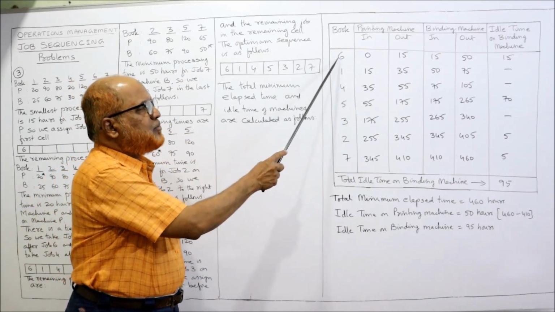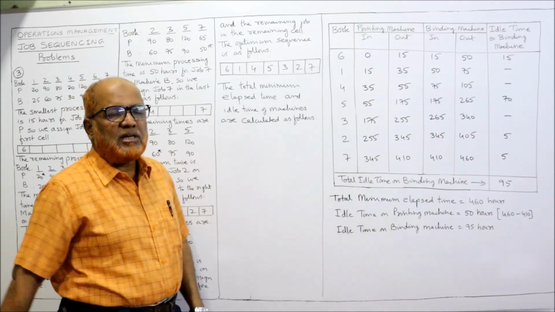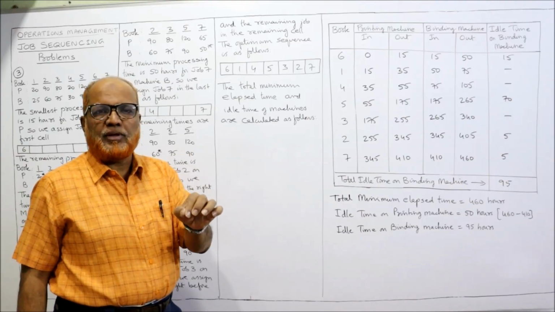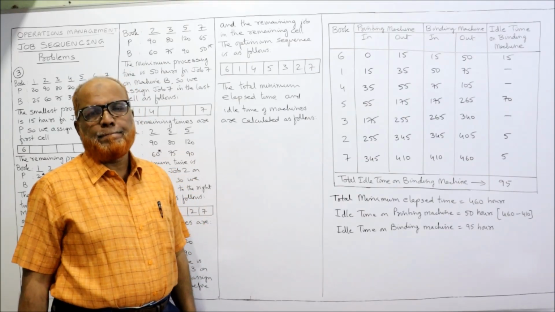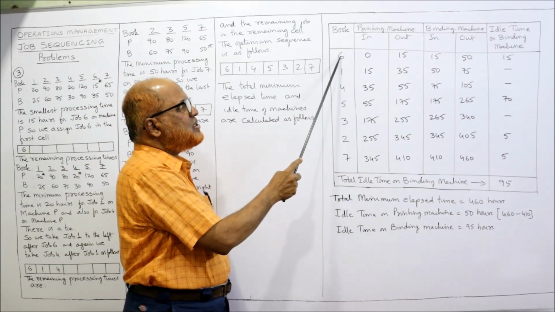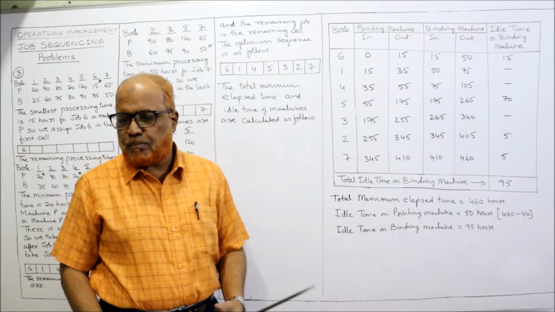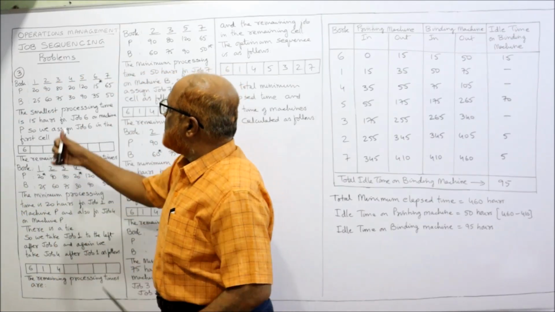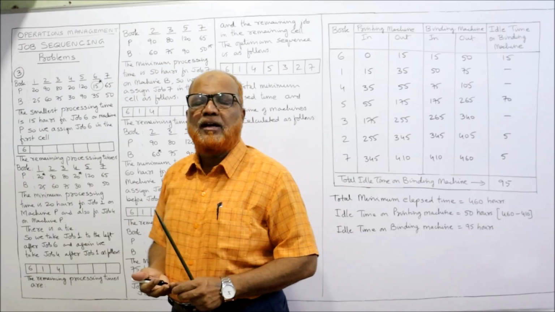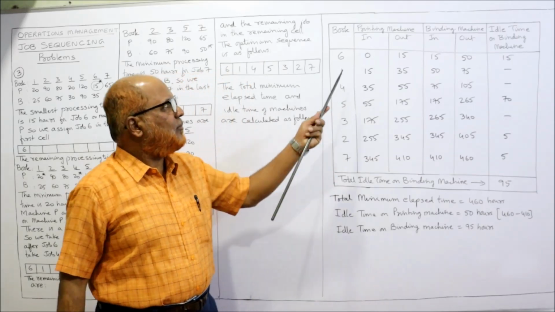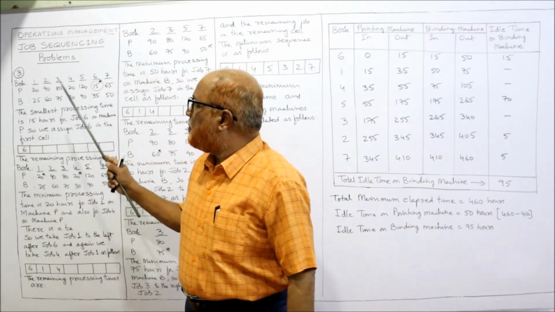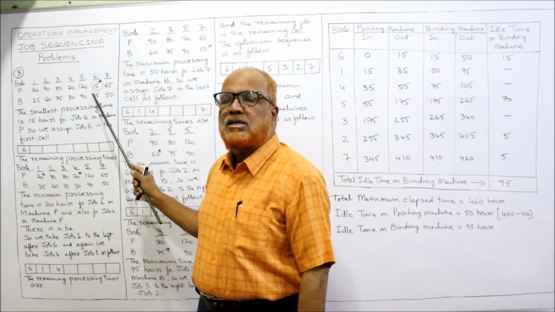First book is book number 6. For book number 6, it will start at 0 time. 0 time means right now. Immediately we are starting. So 0 time in. So what is the processing time for printing machine on 6th job? So here you can see 6th job, printing machine is 15 days. So it will start at 0 and end at 15. Because 15 is the processing time on printing machine for job number 6.